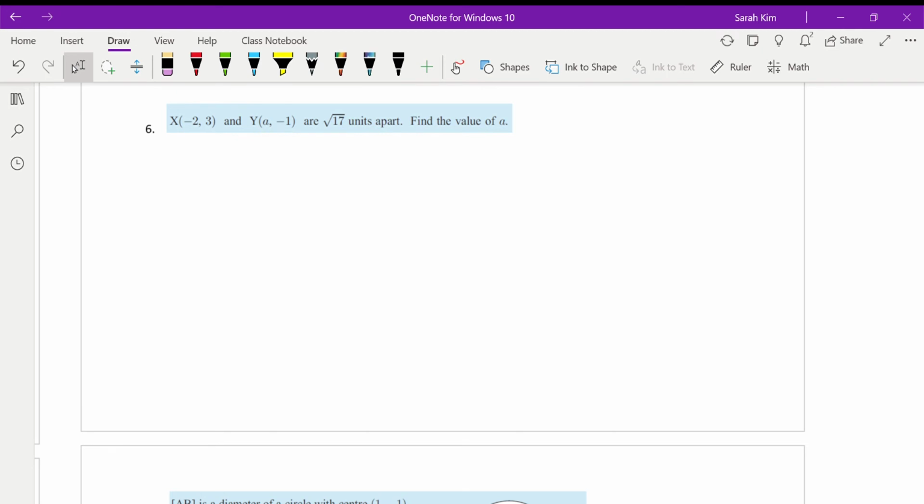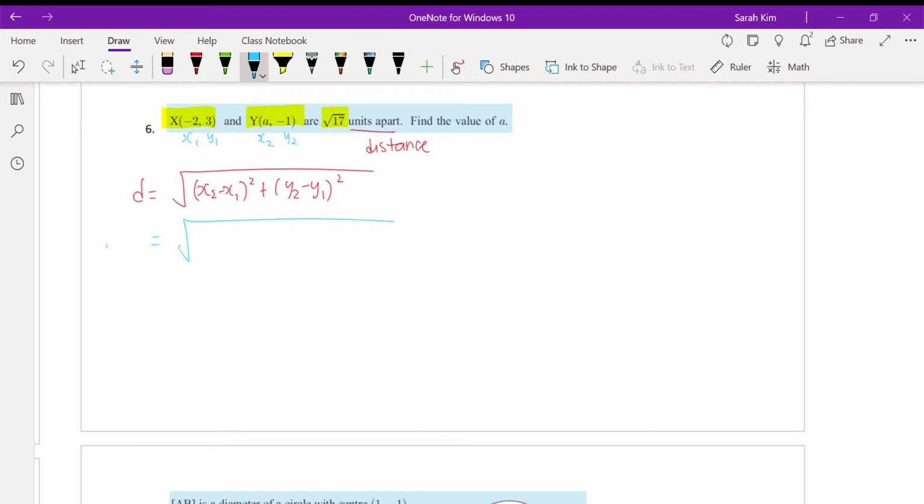Question 6. There's the two coordinates, and they are this much units apart. Find the value of a. So units apart, we understand that it's distance. So that's the formula we have to be using. Let's copy it down. That's what we'll be using. So first thing, label it. Pretty easy, and then just sub it in.